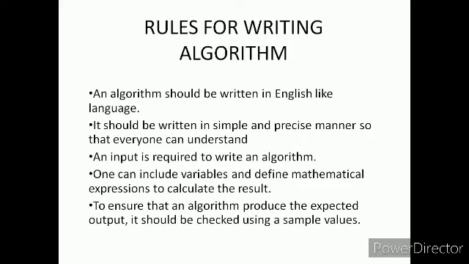The fourth rule: to ensure that the algorithm produces the expected output, it should be checked using a sample value. As I've told you, if you have given a plus b equals c, you have to check it with the sample values. For a we have given 2, for b we have given 3, and finally the output, that is c, becomes 5.